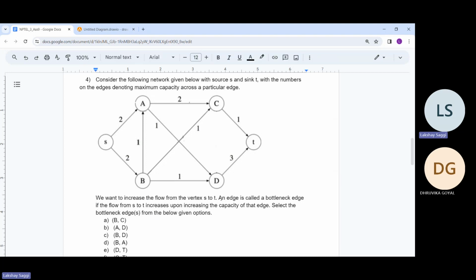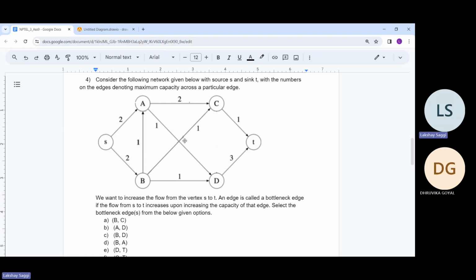Now an edge is called a bottleneck edge if the flow from S to T increases upon increasing the capacity of that edge. So we want to select the bottleneck edges from the below given options. Suppose we are given all these edges and there is some maximum flow in this graph from S to T. Now we want to select one edge and increase its capacity so that the max flow from S to T increases.